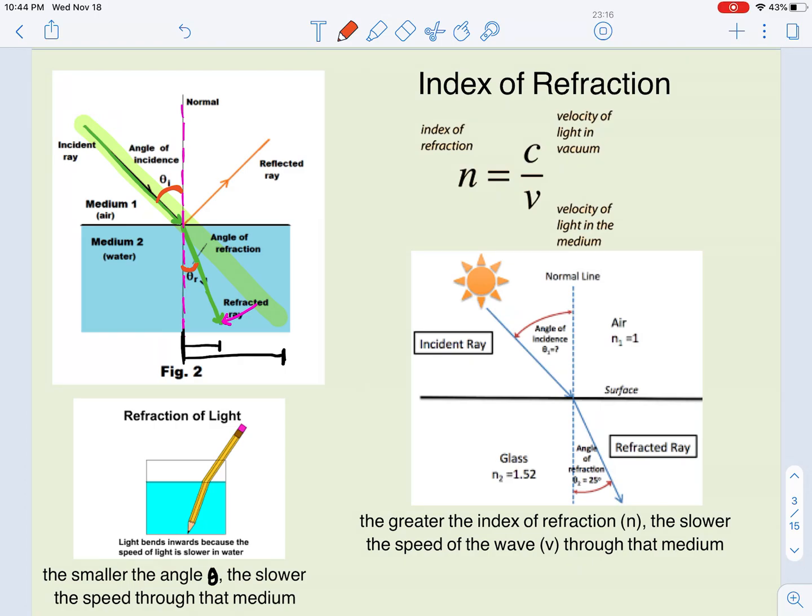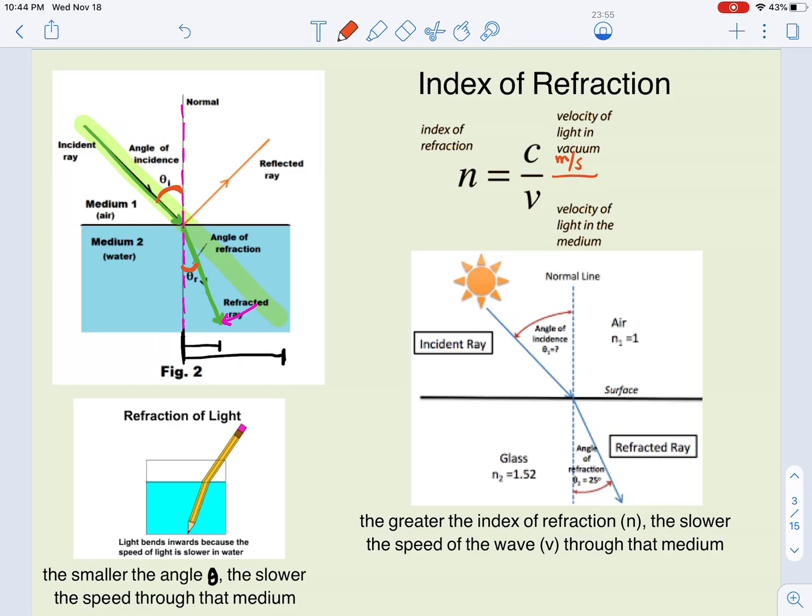So if we have our light moving through space or a vacuum, it would travel at 3 times 10 to the 8th meters per second. So that's our C that we find in the numerator of this equation. If we know the actual speed of light because it went slower in the water, so it's not moving 3 times 10 to the 8th meters per second, it's moving some value less than that. So maybe it's 2.7 times 10 to the 8th meters per second. That would be slower. That goes in the denominator.